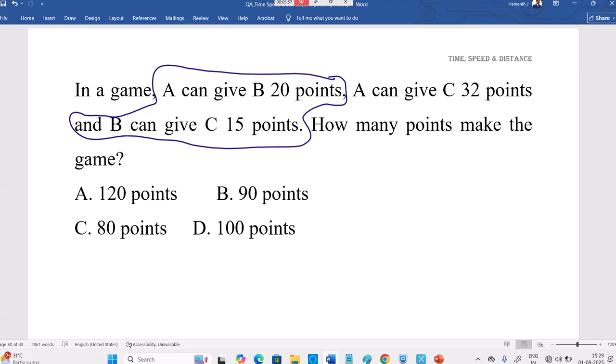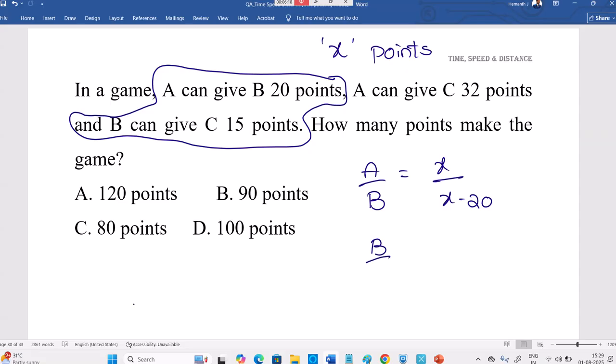Now, what the statements are, you don't know how many points, right? Let us assume the game is for X points. Let's consider it, okay. A can give B 20 points means what is A by B? X divided by X minus 20, superb. Then what is B by C? X divided by X minus 15. What is A by C? X divided by X minus 32.